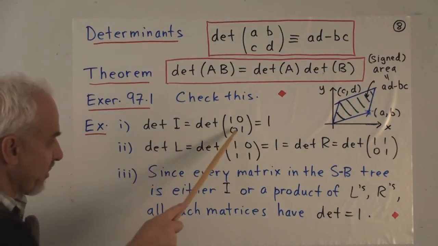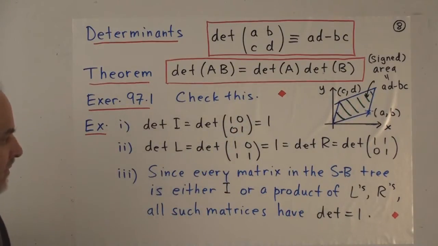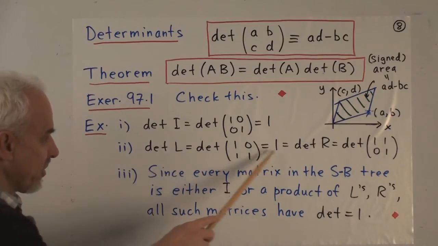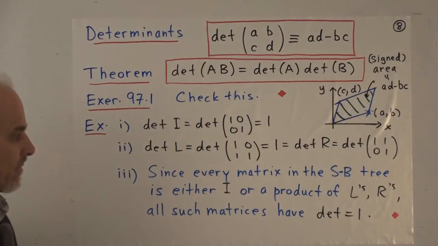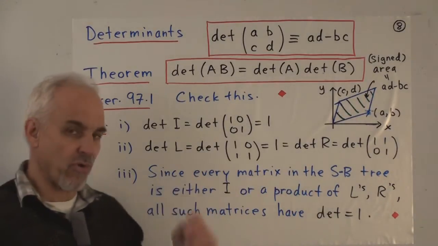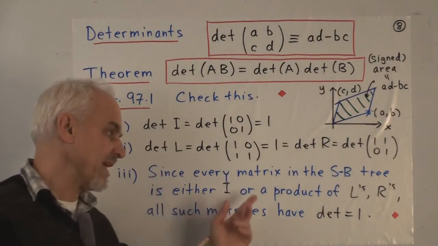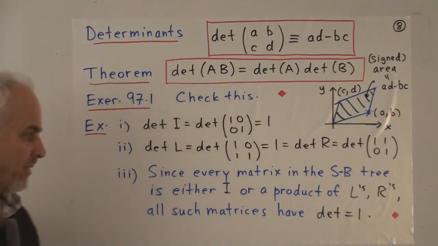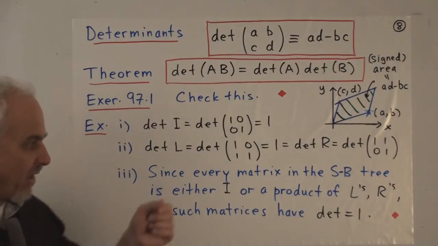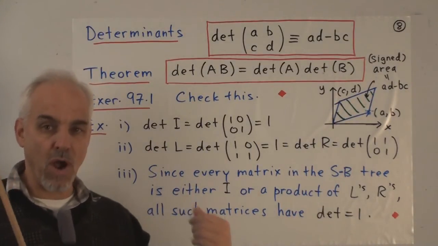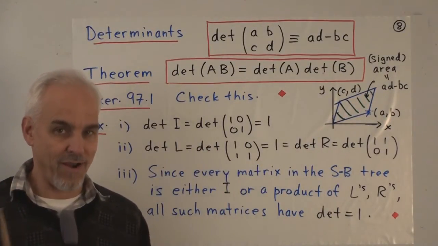The identity matrix has determinant 1 because 1 times 1 minus 0 times 0 is 1. The matrix L has determinant 1, as does the matrix R. Now every matrix in the Stern-Brocot tree was either the identity matrix up at the top, or it can be written as a product of L's and R's. And so if we use this theorem repeatedly, any product of L's and R's is going to have total determinant 1 because each of the matrices L and R have determinant 1.